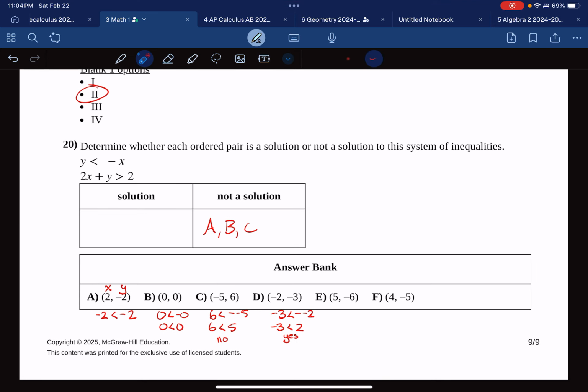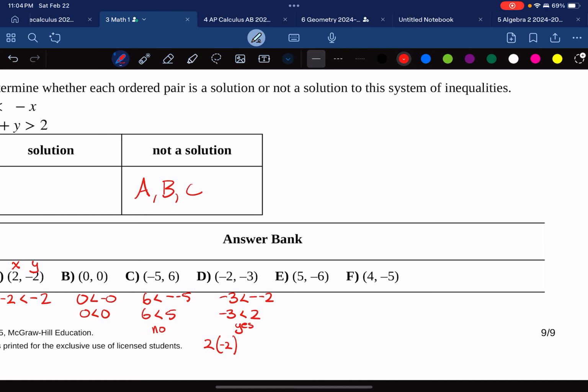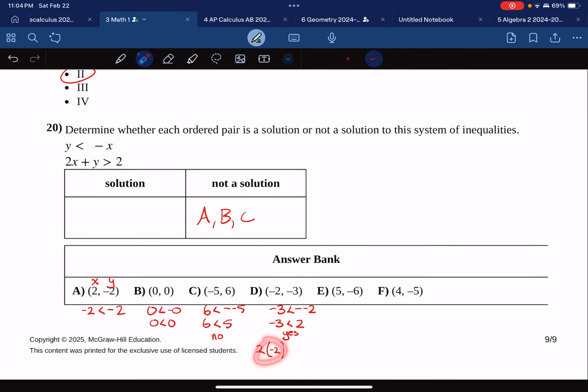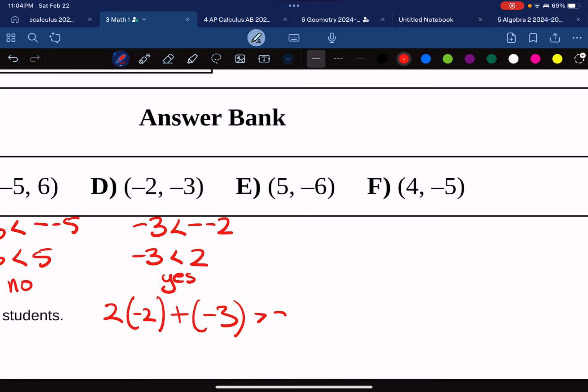You also have to pass trial 2. So I have to test the second inequality as well. So I'm going to do that down here. So it says 2x. And my x in this case is the first coordinate, so -2. So I'm going to write in a -2 in here. So this now says 2x plus y. The y coordinate is the second coordinate, so -3 goes right here, and I rewrite the rest of this: is greater than 2.